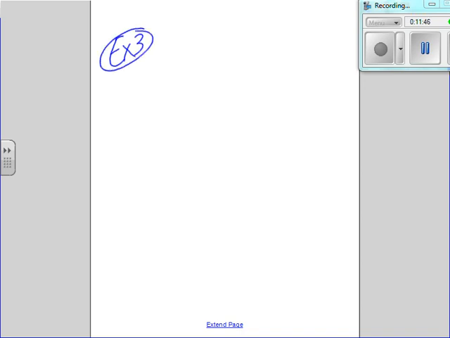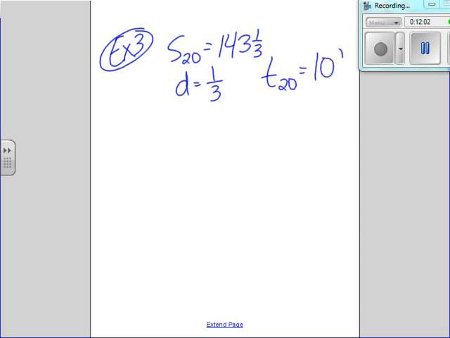And it says an arithmetic series has S20, so the sum of the first 20 terms is equal to 143 and 1/3. The common difference is equal to 1/3. And the 20th term is equal to 10 and 1/3. It wants you to figure out what the first 3 terms of the series are. So I know right off the bat which one I'm probably going to be able to use.